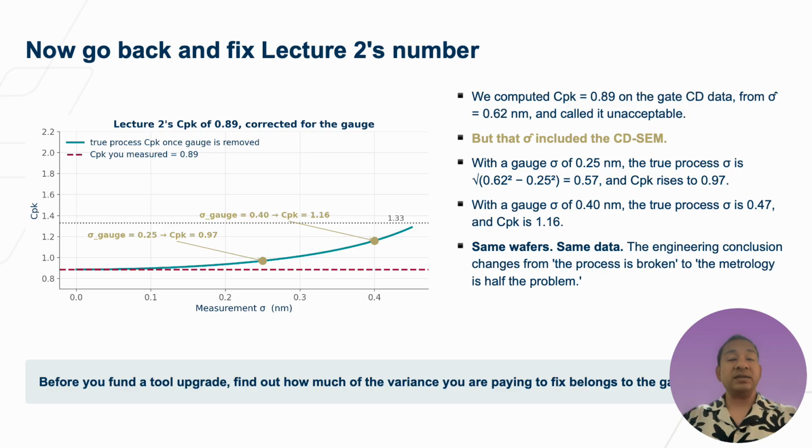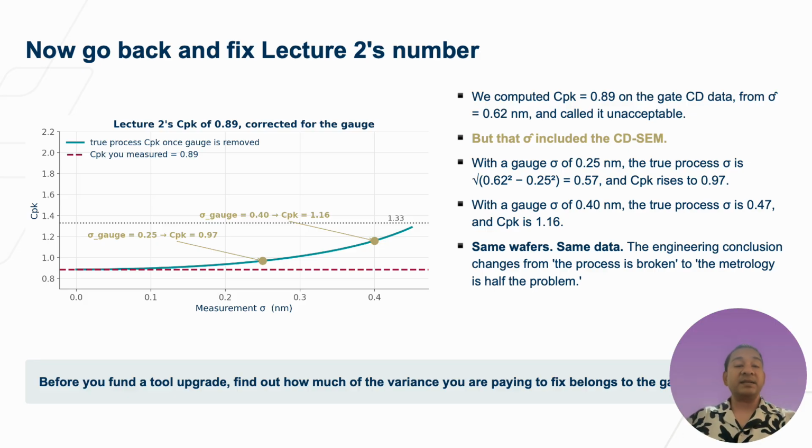Suppose the gauge sigma is 0.25 nanometers, a good CDSEM on a mature process. Then the true process sigma is the square root of 0.62 squared minus 0.25 squared, which is 0.57. And the Cpk rises from 0.89 to 0.97. Suppose instead the gauge is 0.4, plausible on a tight feature. The true process sigma is 0.47 and the Cpk is 1.16.